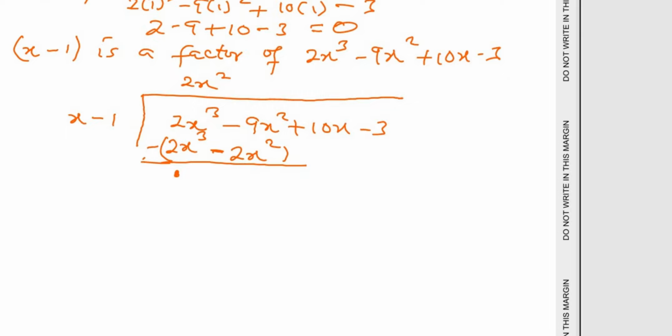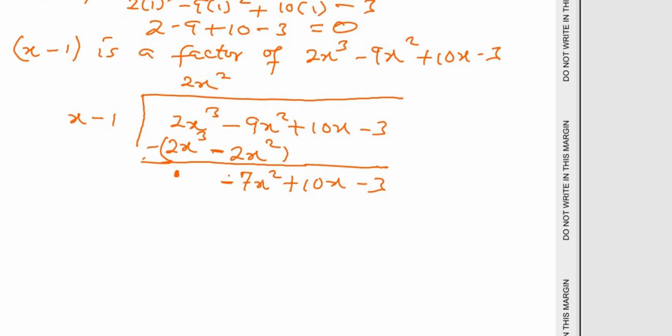Then minus 9x squared, minus times minus will give me plus, so minus 9x squared plus 2x squared will give me minus 7x squared left under this one. Then take this one down, that's plus 10x minus 3. Alright, this has to come down because it's already doing subtracting from this.